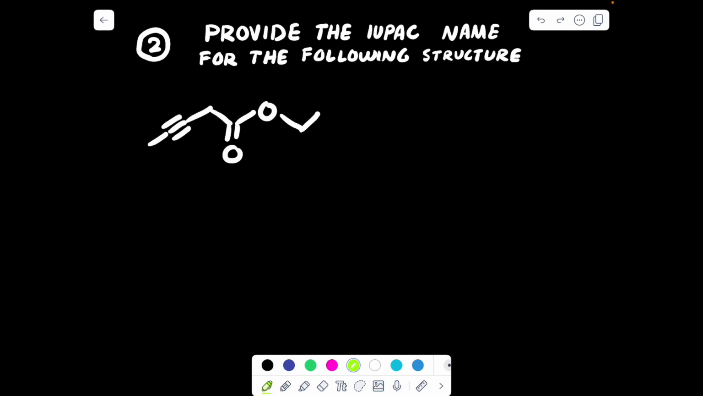So step 1 is always to identify the parent chain. This is going to be the longest unbreakable carbon chain. Here, I would go 1, 2, 3, 4, 5. So 5 corresponds to pent. So parent is going to be pent.